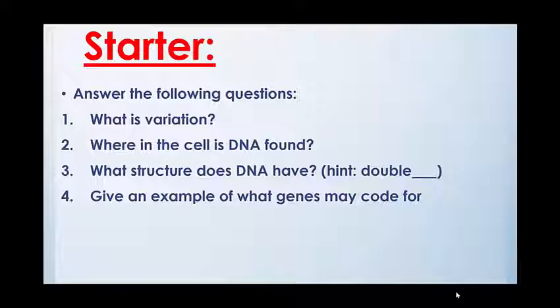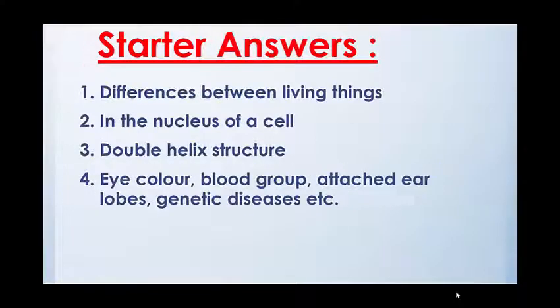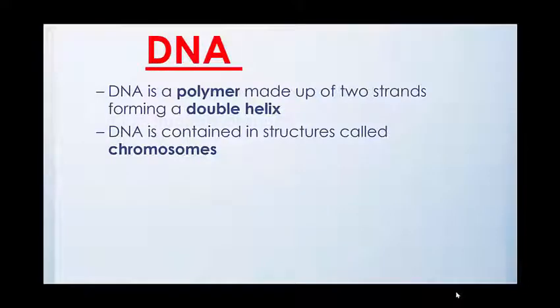Okay, so what is variation? Variation is the differences between living things. We find the DNA in the nucleus of the cell. The structure is a double helix, we'll come on to that later, and you could have said any of these things or other things for characteristics that are inherited, so eye colour, blood group, attached earlobes, genetic diseases, and so on.